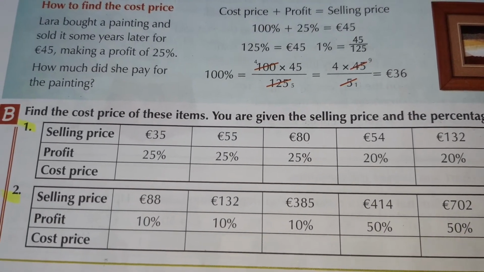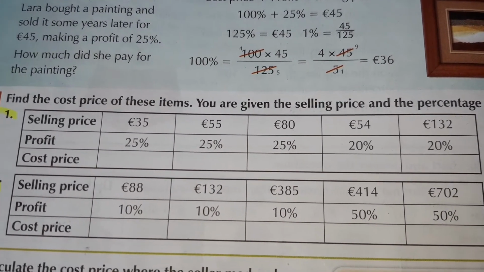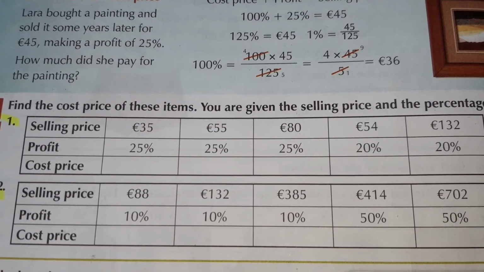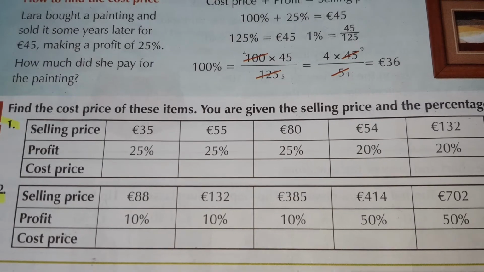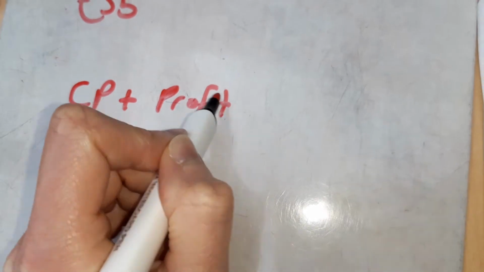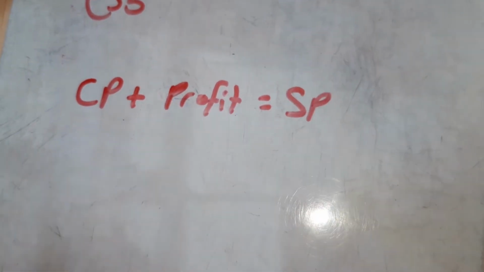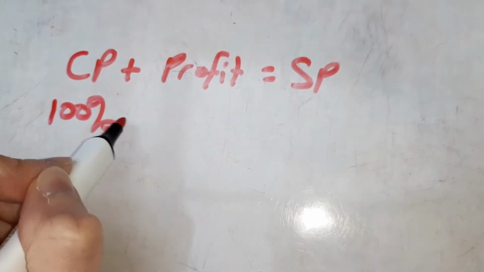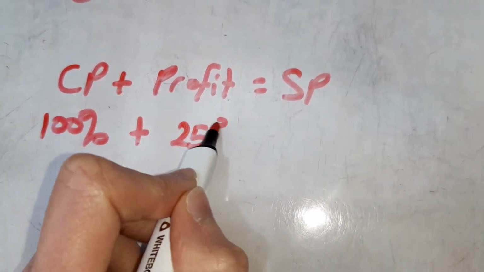So look at the first one there. Find the cost price of these items. You are given the selling price and the percentage profit. The first one is €35 as the selling price and the profit was 25% on that. Again, you can put it down: CP can stand for cost price. CP plus the profit equals the SP, or the selling price. So the cost price is always 100%, plus the profit was 25%.